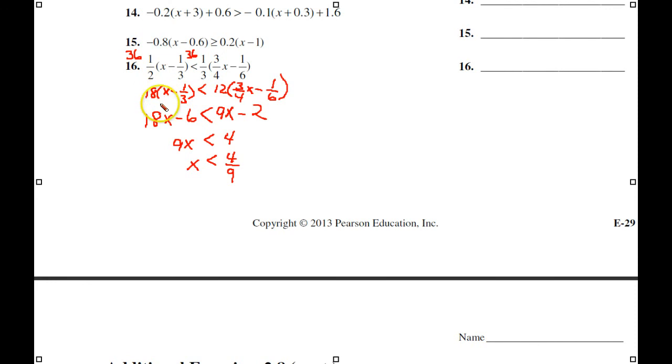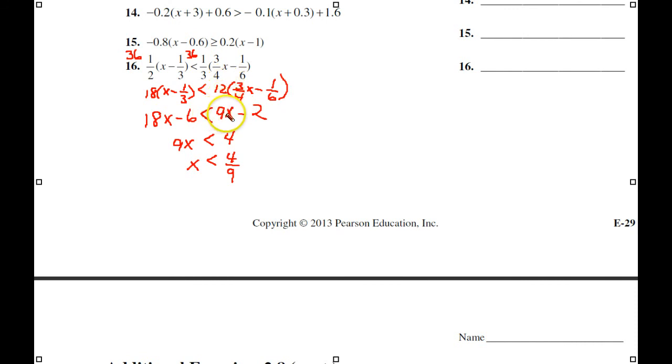So now I distribute. I get 18x. A negative 1/3 of 18 is a negative 6. And then 4 goes into 12 3 times. 3 times 3x is 9x. 6 goes into 12 twice. 2 times a negative 1 is negative 2. So, again, I want to get rid of all the fractions. This was one of the most challenging I've come across for a while.